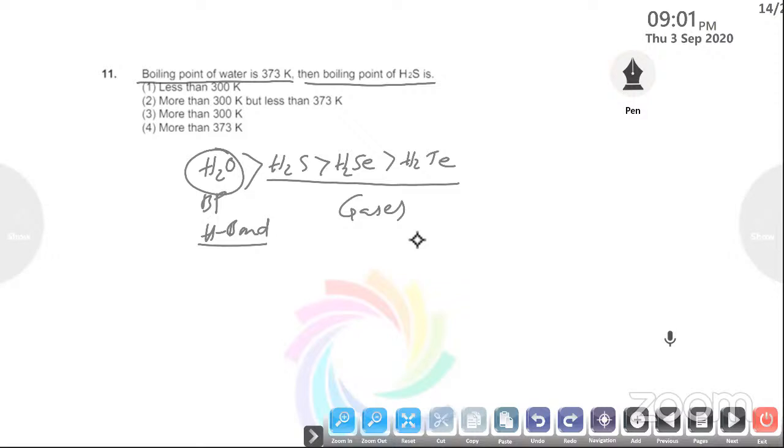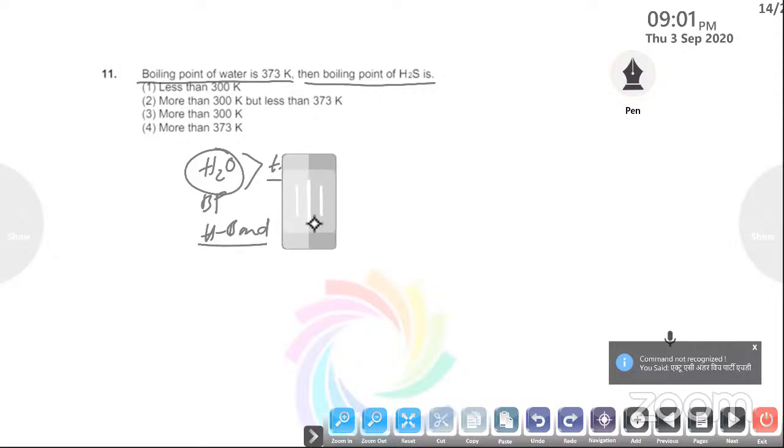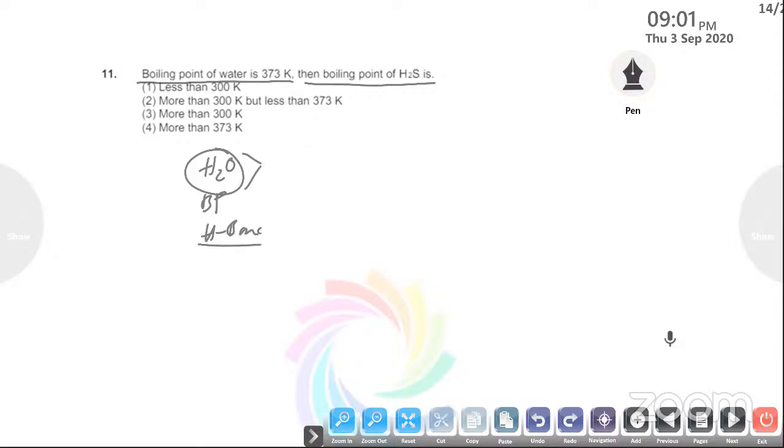Sir, it should increase. Like sulfur, selenium, tellurium. It is H2Te greater than H2Se greater than H2S. So water is expected to have the least boiling point, but water is having the highest boiling point in the series because of hydrogen bonding. So there is a large gap between H2Se, H2S and H2O.